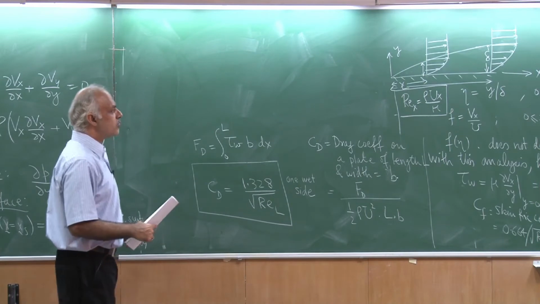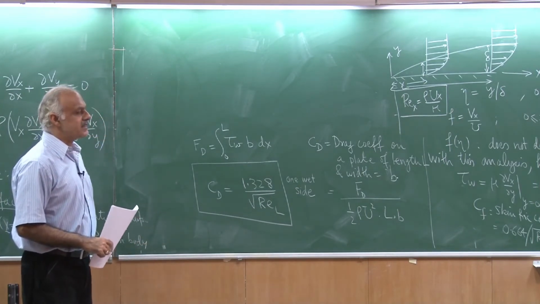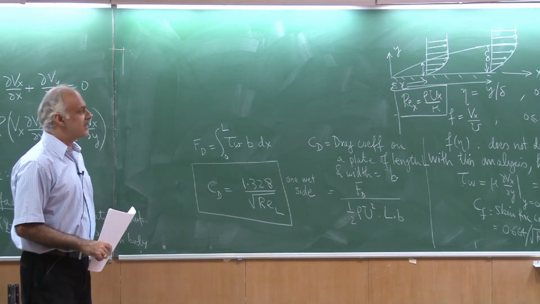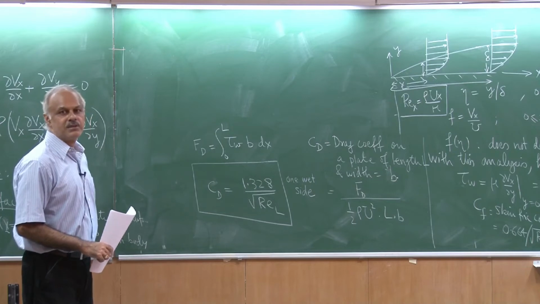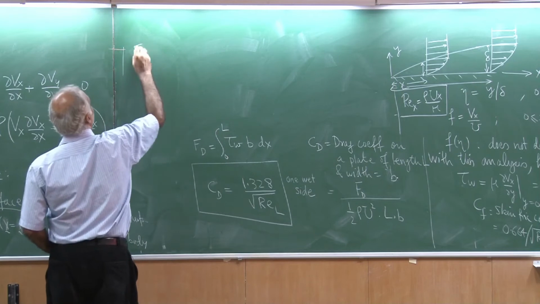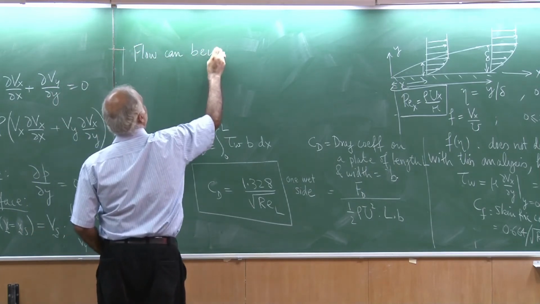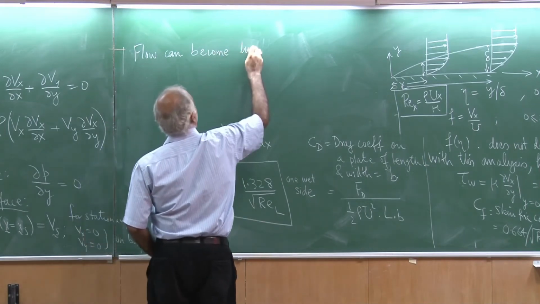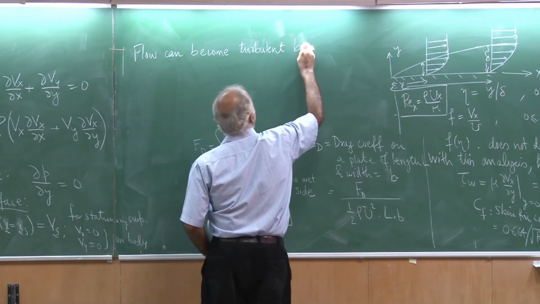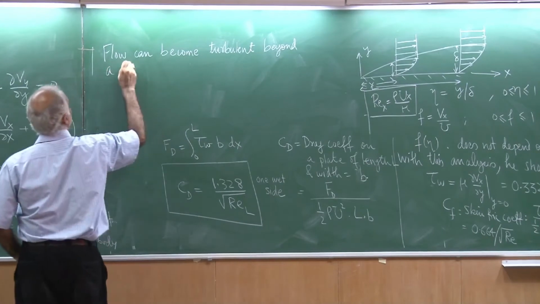A question that you could ask is, what happens if my plate is extremely long? Okay, L is very large. Then just like in a pipe, the flow could actually become turbulent. So flow can become turbulent beyond a certain Re.